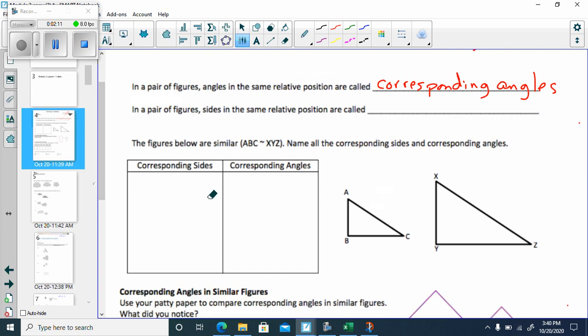For instance, if I'm looking at these two figures here, angle A is in the same relative location as angle X. Angle B is in the same relative location as angle Y. And angle C is in the same relative location as angle Z. They're all in the same relative location. Corresponding sides: in a pair of figures, sides in the same relative position are called corresponding sides.